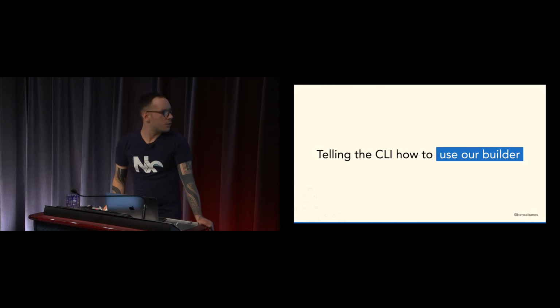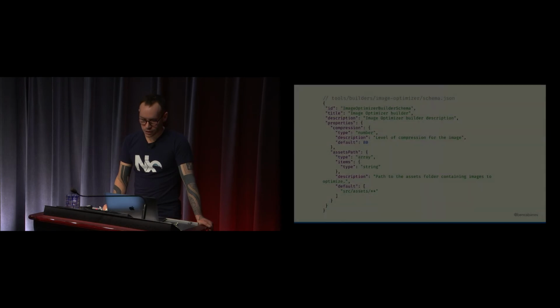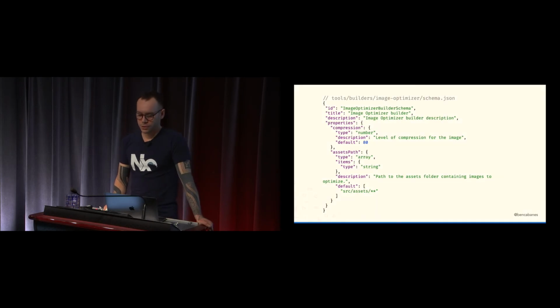Now we need to tell the CLI how to use the builder. First, let's define our schema.json file that will be used by the Architect API to validate the arguments passed by the user and set the default values if needed. So here we have only the compression and the assets path, and we define descriptions for them, the type, and the default values.